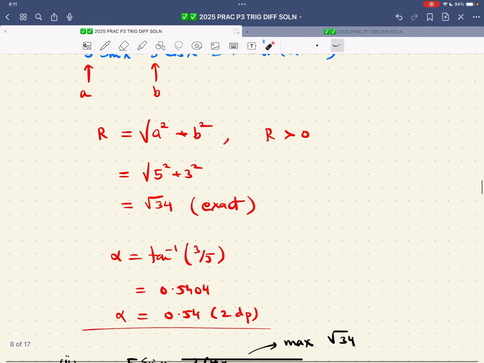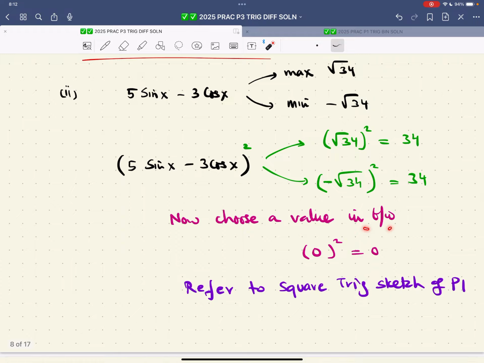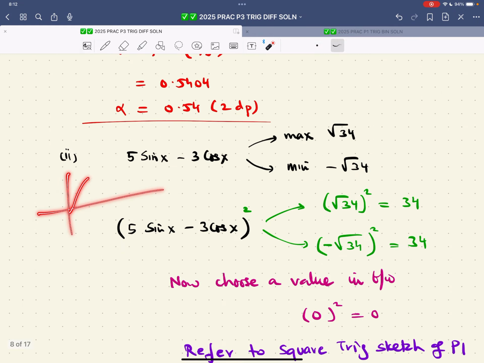Now the next part, it says, hence state the greatest and least possible values of this thing, the whole thing square. If there was no square, the greatest possible value would be root 34 and minimum would be this thing, because that's how the graph would be drawn, something like this. And of course a bit displaced. But with the square, this and these two are giving the same answer. Now choose a value in between. So now it's going up like this, down like this, and there is the 0 value.